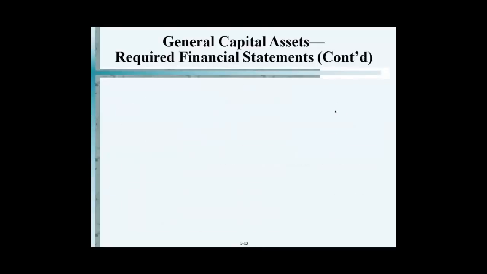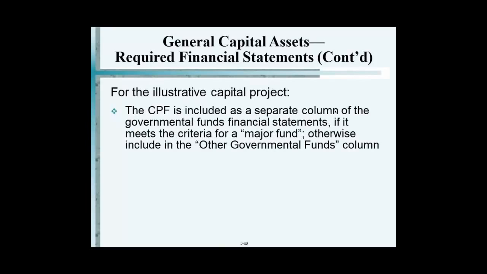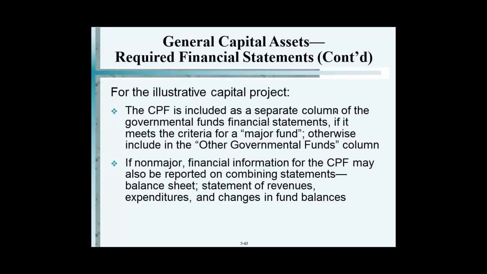Everybody know about major and non-major funds, right? If the capital projects fund is a major fund, you show it as a separate column. If it's not, where does it go? Other non-major, right, category. And when it goes there, where do you have to show it? In the combining statements. What are the combining statements? If something is not major, it shows up in the combining statements, which is like a supplementary schedule with all the information. Okay.